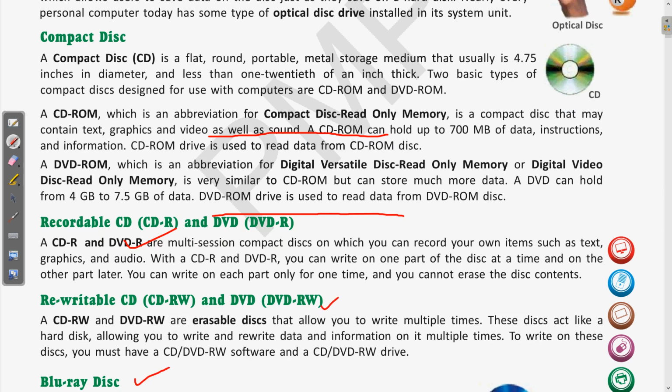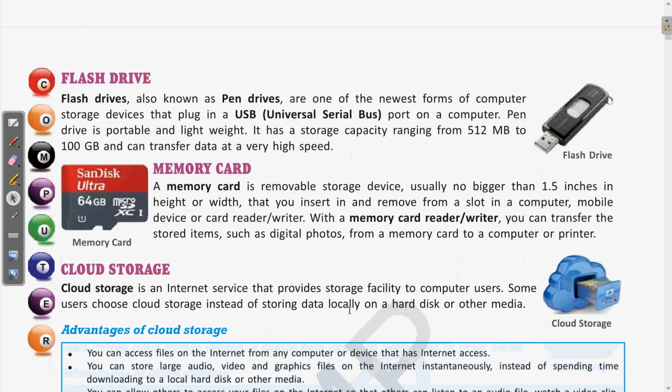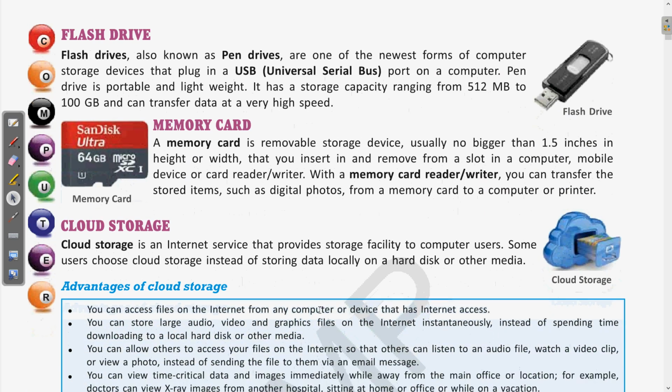We have seen Blu-ray disc, CDR and CDRW. CDR is recordable and CDRW is rewritable, which can be deleted and written again and again. Clear? So this is the difference between CDR and CDRW. Now moving further, we have also discussed some flash drive, memory card and cloud storage.